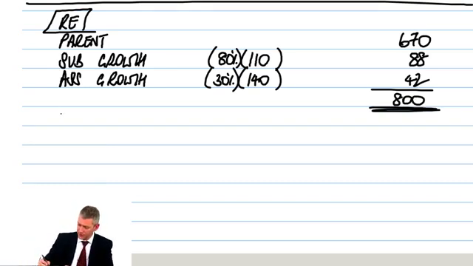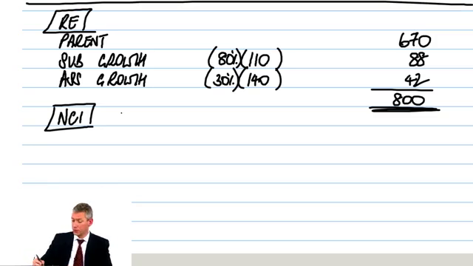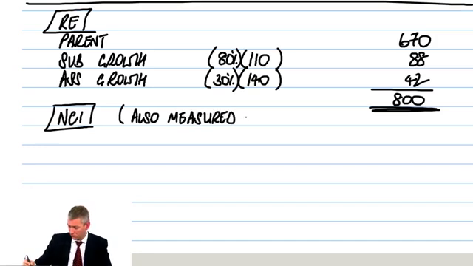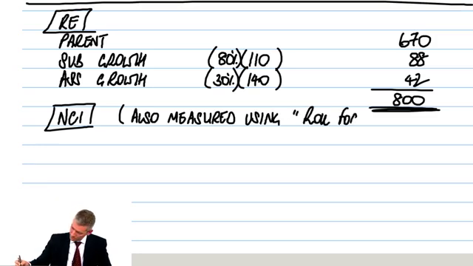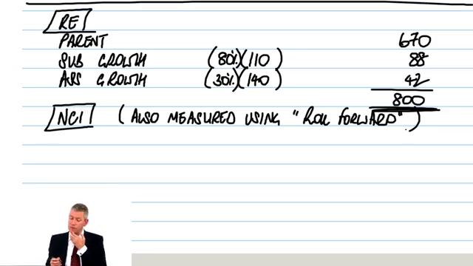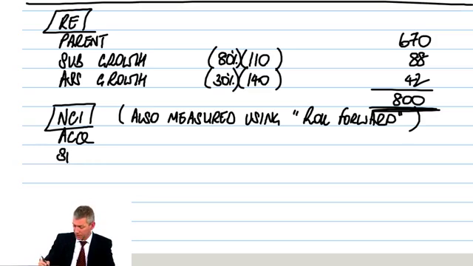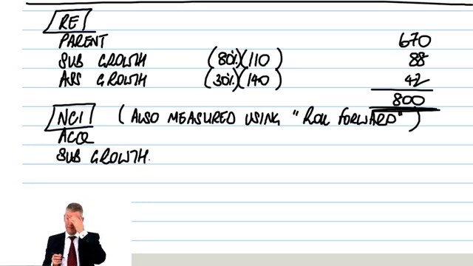And then the non-controlling interest, the NCI, is also measured using roll forward, which means we measure the NCI at acquisition and then we factor in the sub growth. I seem to love using a bit of red here when I do this. I always seem to use red, so I might as well.